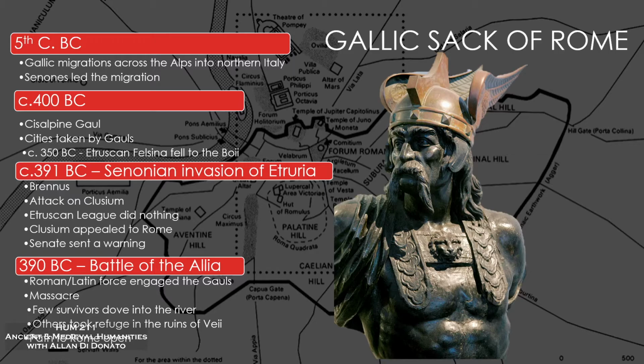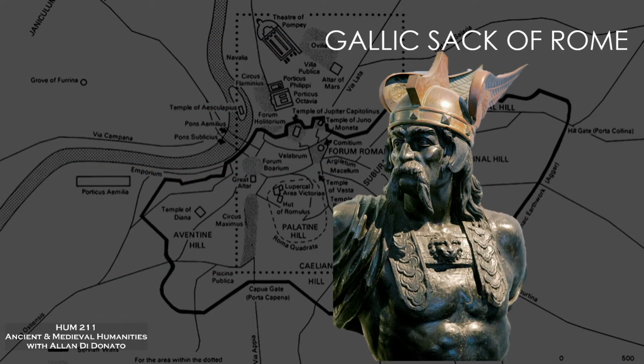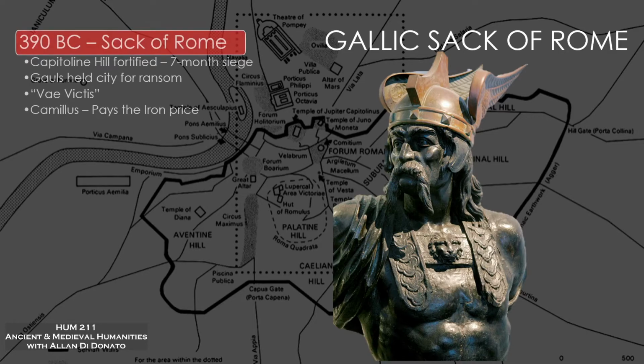A few that are able to get away take refuge up in the ruins of Veii. Some of them make their way down to Rome to warn the city that the Gauls are on the way. And luckily, the Gauls didn't progress directly to Rome. They actually take their time, allowing the Romans in Rome to fortify the Capitoline Hill to withstand a siege. When the Gauls do arrive, apparently there's a 7-month siege of that particular hill, after which they eventually surrender.